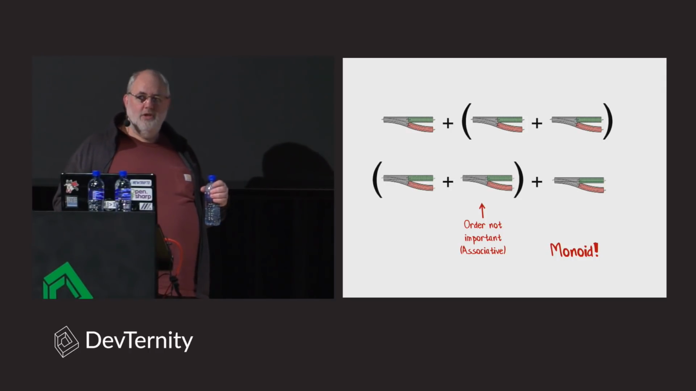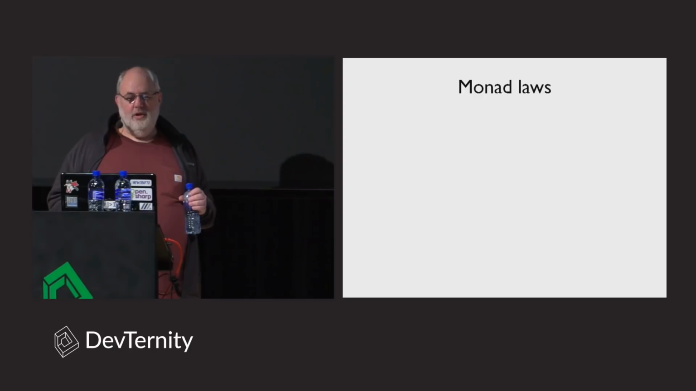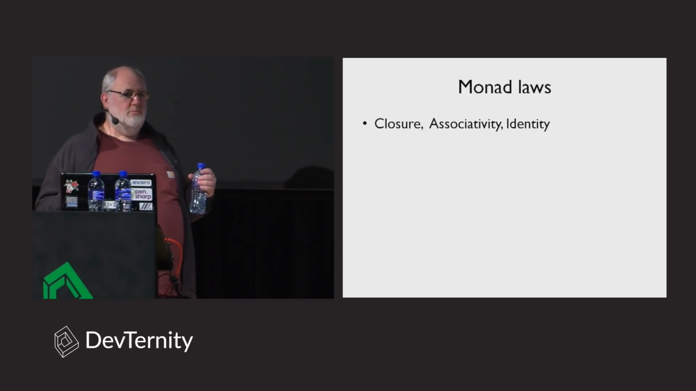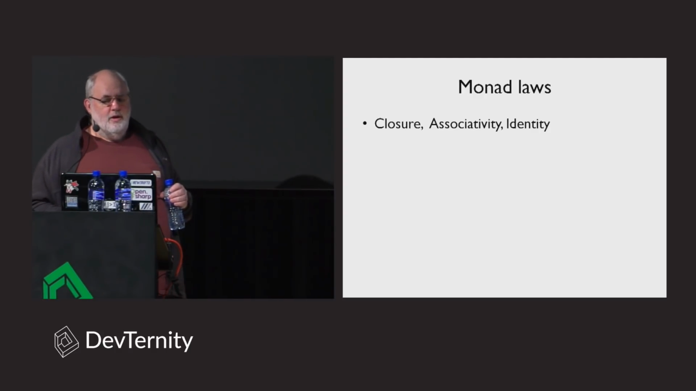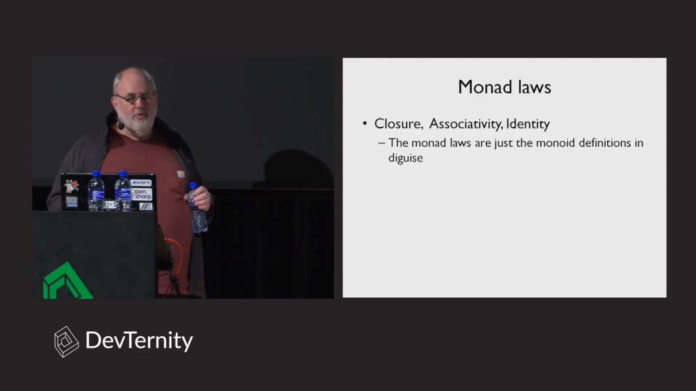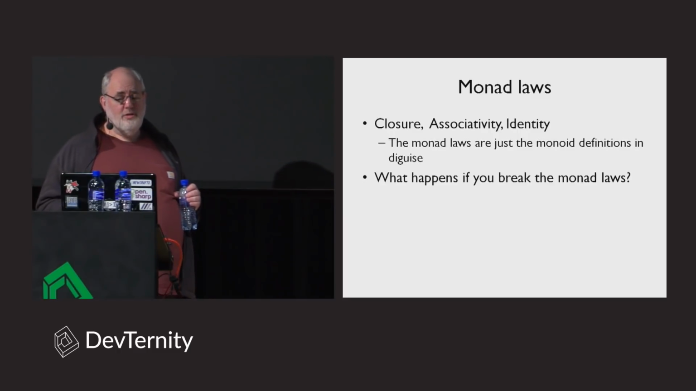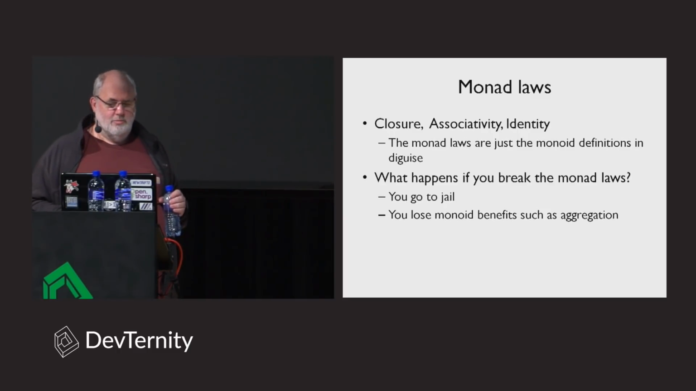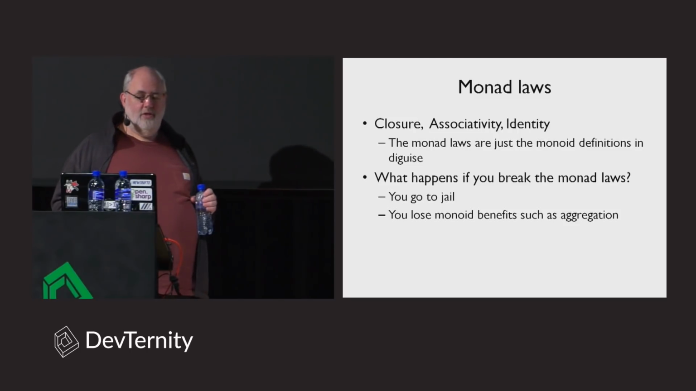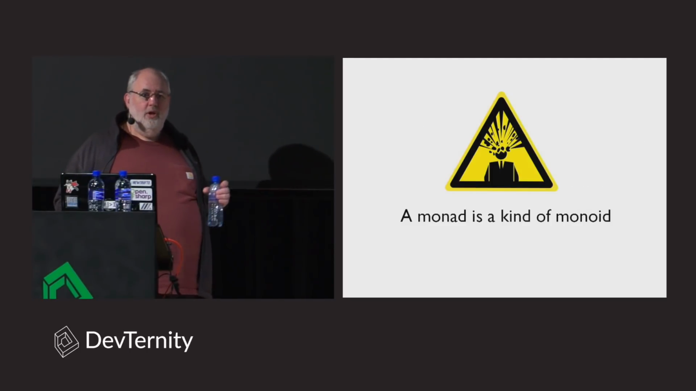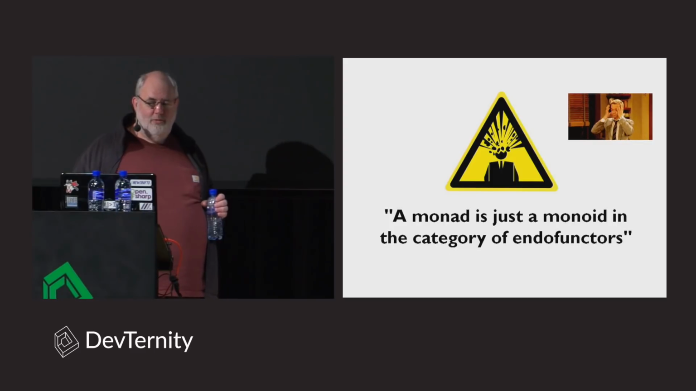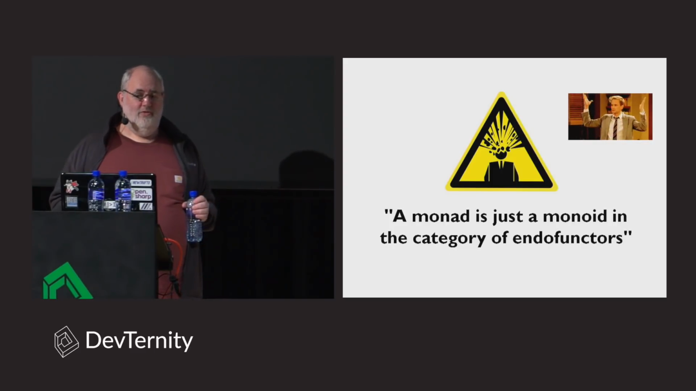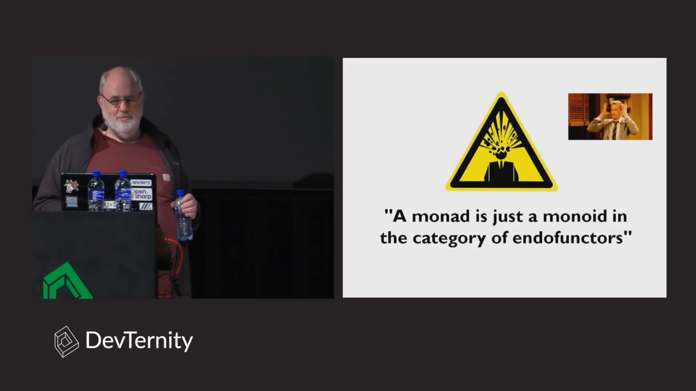So you can actually combine these kinds of functions like a monoid. Right? So the monad laws, which I talked about, these are making things sensible for monads. It's actually just the same thing as the monoid laws in a different guise. And of course, if you break the monad laws, you go to jail, but you also lose these benefits such as aggregation and so on. So, as I said, a monad is a kind of monoid, sort of, kind of. And there's the jargon word: a monad is just a monoid in the category of endofunctors. That's the jargony way of saying the same thing.